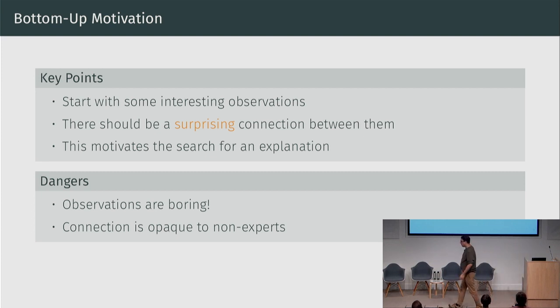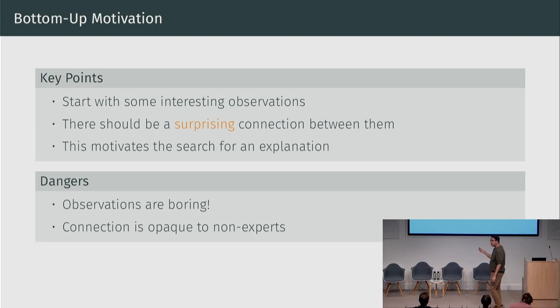The second problem is a little bit more subtle. Sometimes for super experts, the connection is immediately obvious, but if you're less expert, the connection might be opaque. And you're like, okay, well, these people are super excited, but I don't understand why.